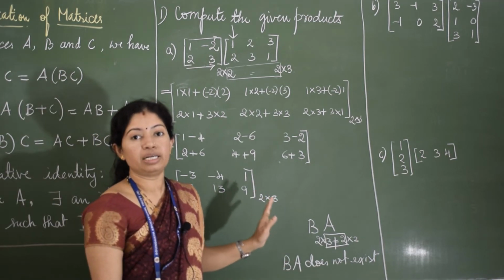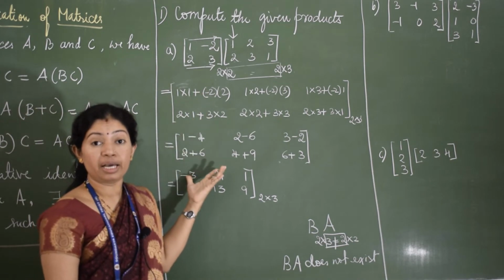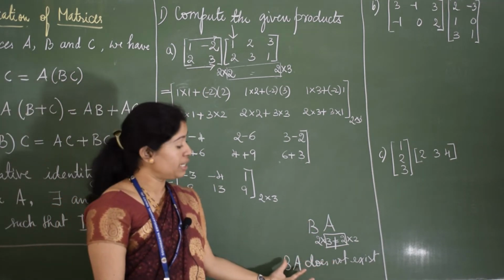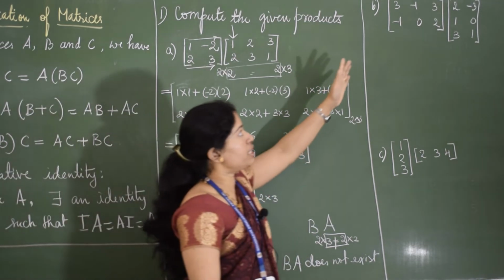Then only multiplication is possible. So in this problem, we found AB, but we are not able to find BA. So BA does not exist for this problem. Next, move on to the next problem.